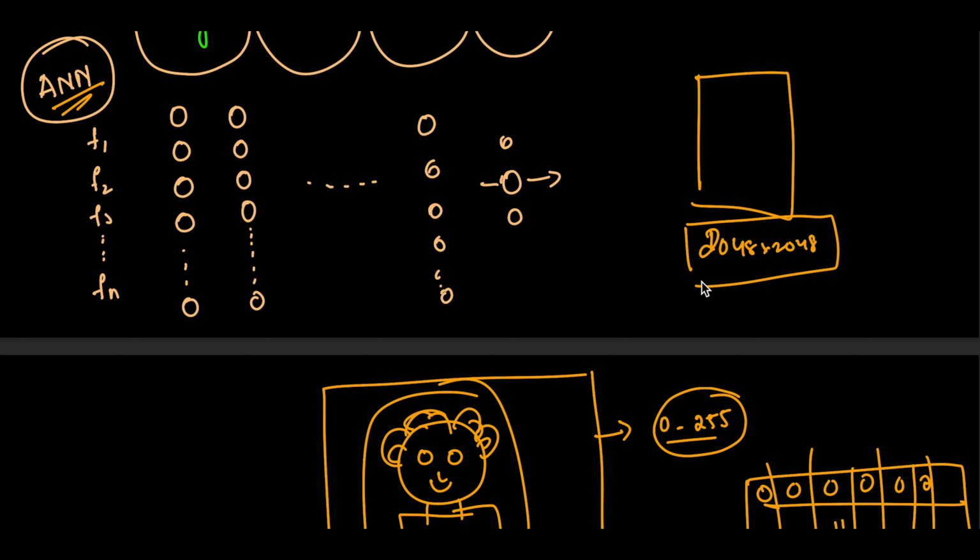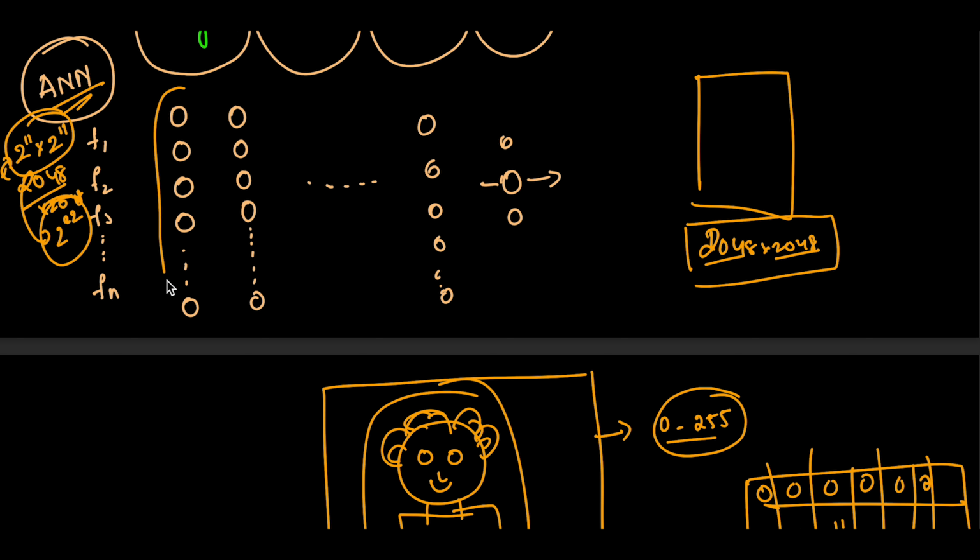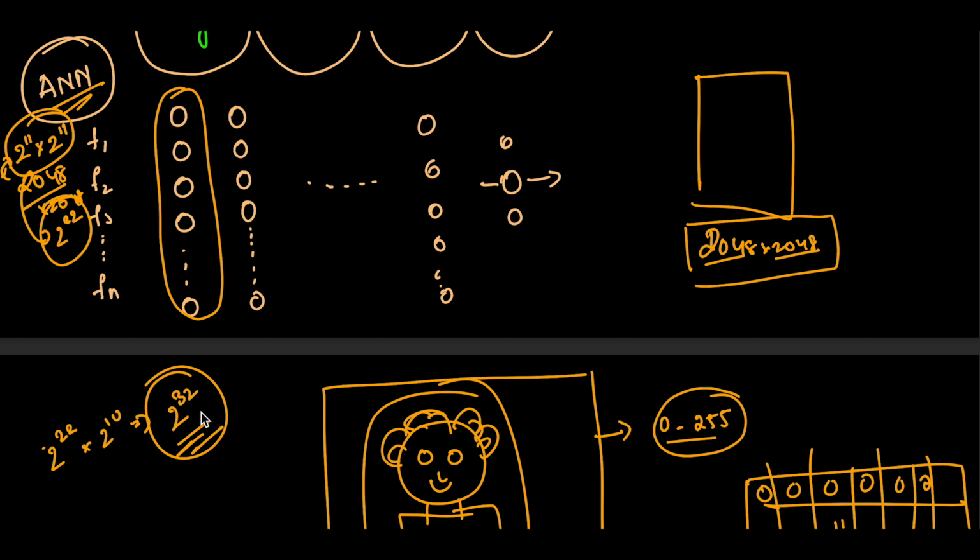So if you have these many pixel values, that means you need to give these many inputs to the ANN. Let's say there are 2048 into 2048. And what is this 2048? This is nothing but 2 power 11 cross 2 power 11, which multiplies up to 2 power 22, a very large number. Let's say it is getting multiplied with a thousand neurons in hidden layer 1. That is 2 power 22 cross 2 power 10, which is 2 power 32. And this is the number of weights that we have in one layer, right?